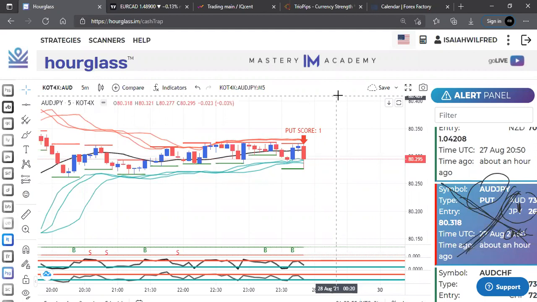I don't want to take a trade like this because what? The arrow is not agreeing with the currency strength. But now let's assume this is actually a call.